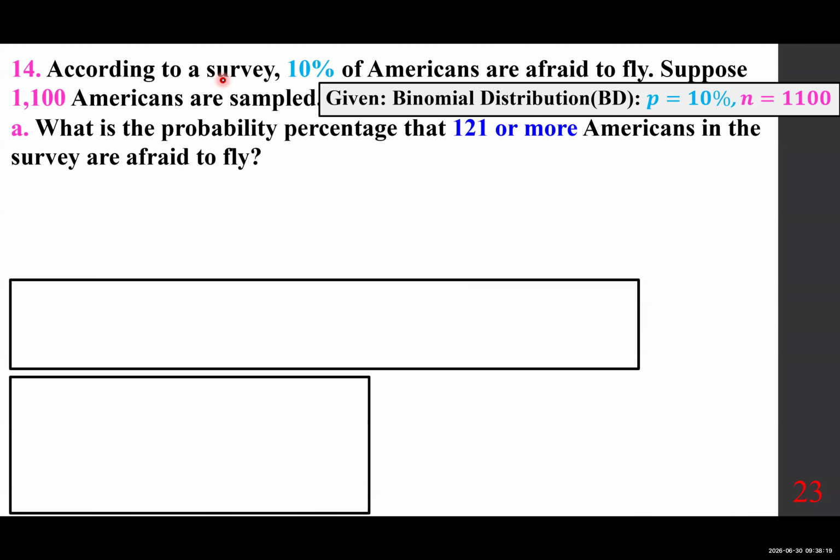So given a binomial distribution, P is 10%, N is 1,100. Why is it binomial? There are 2 outcomes. We are scared or not of flying. Okay. And it's independent, whether I'm scared or not, or you're scared or not, it's completely independent. So that's the given.